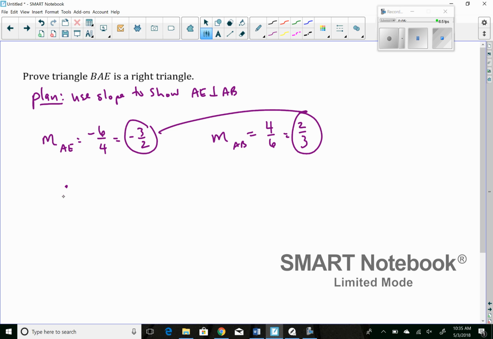So then I can say, therefore, triangle ABE is a right triangle because AE is perpendicular to AB.